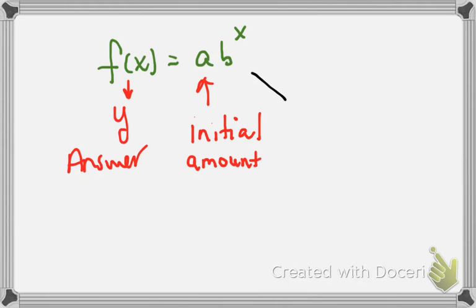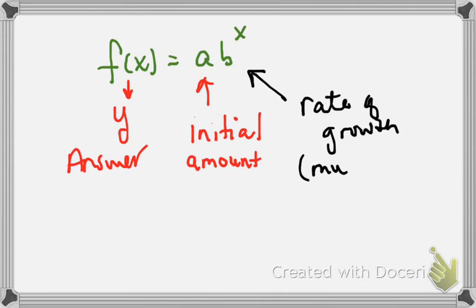The b value is what we call the rate of growth. Sometimes we call it our multiplier. It's like what's happening here. So like we're doubling or we're tripling, or it's 1/4 of it. It's 0.25, 25%.